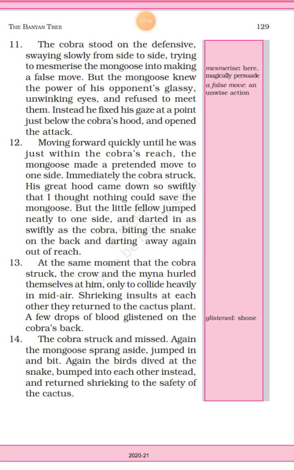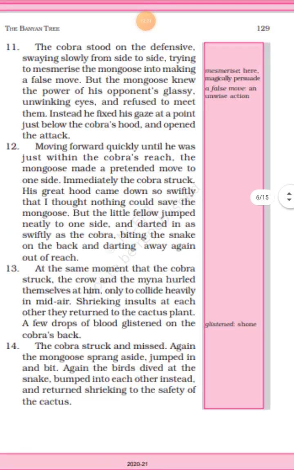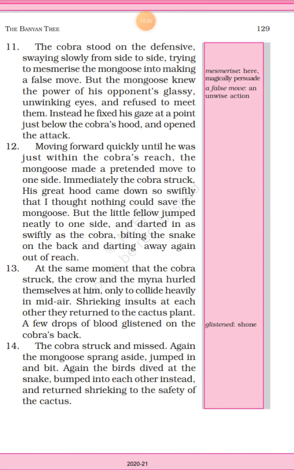Refused to meet them. So what is it knowing? The mongoose never looks into the eyes of the cobra. Instead he fixed the gaze at the point just below the cobra's hood. Instead of seeing the eyes, he is seeing the hood, the center, the place where the spine is, where its entire strength lies. Then it will attack that and open the attack. Clear, children? Where its concentration is?